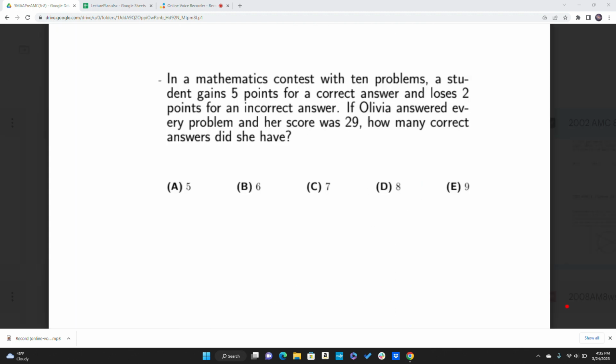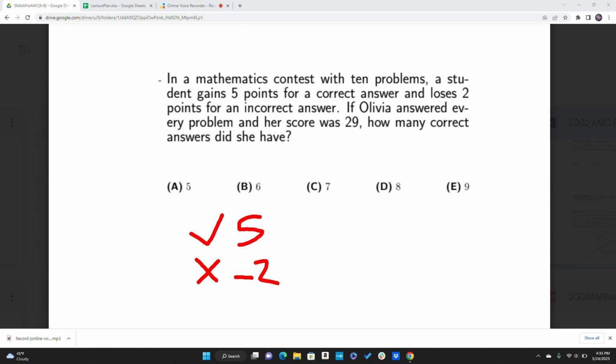All right. A student gains 5 points for a correct answer. So correct, 5 is for correct. 2 points for an incorrect, so -2 for an incorrect. Okay. So we see Olivia answered every problem and her score was 29. Okay, so there's 10 problems, right? And if she answered all of them and she got all of them right, that'd be 10 times 5. That'd be 50 points. So that's not what happened.